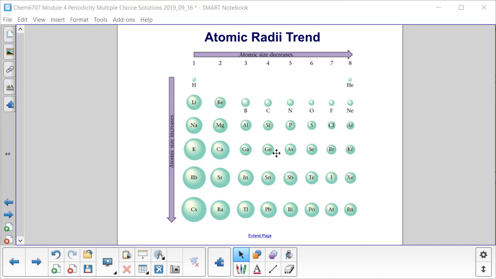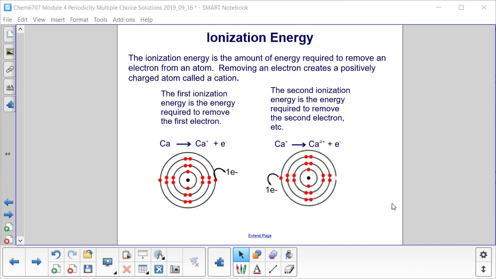As you go left to right across the periodic table, what's happening is the effective nuclear charge is increasing. The electrostatic force of attraction between those outer electrons and the nucleus is increasing, pulling them in more tightly, decreasing the radius. Generally, you can see that the trend goes largest from here, and then as you go to the top right of the periodic table, the size decreases. What about ionization energy?